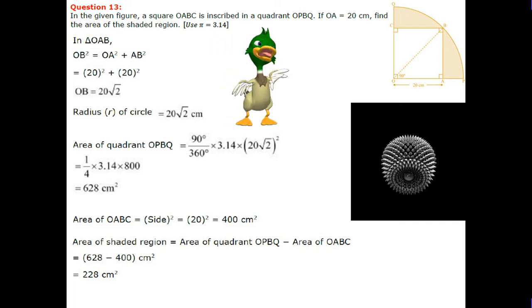Area of quadrant equal to 90 pi r square upon 360. We get 628 centimeter square. Area of OABC equal to side square, 20 square, 400 centimeter square. Area of shaded region is equal to area of quadrant OPBQ minus area of OABC, 628 minus 400, 228 centimeter square.